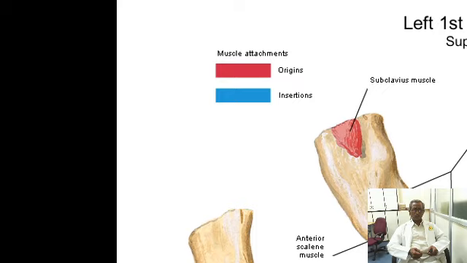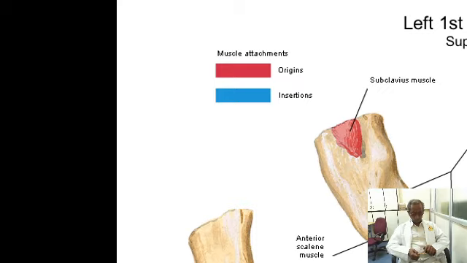Now we are having this first rib, which has a superior surface, an inferior surface, an inner border and an outer border. Now we are showing the superior surface. The superior surface has two depressions with a tubercle in the middle. See, two depressions with a tubercle in the middle. We are calling it the scalene tubercle, which gives attachment to the anterior scalene muscle.